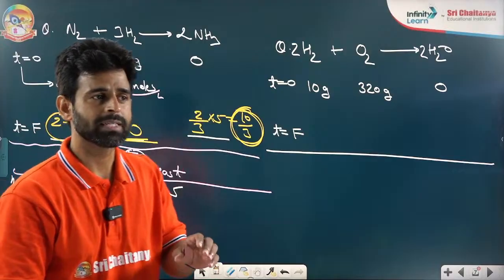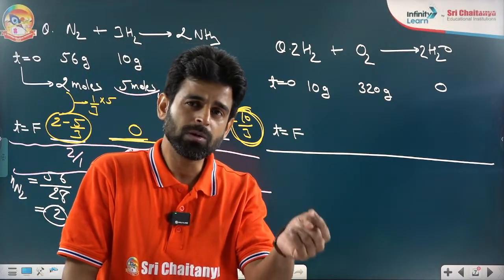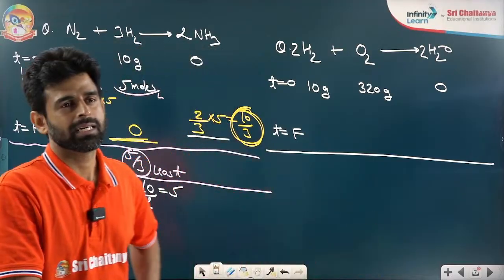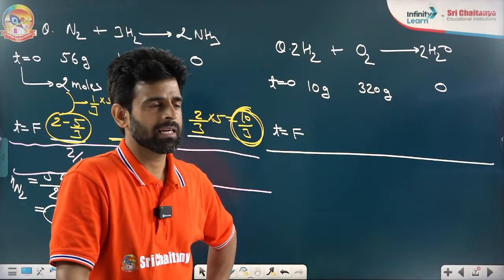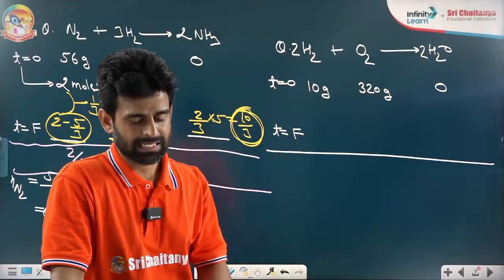So please find by the same concept. First of all, convert weight into moles, then decide who is the limiting reactant, and then, by the same concept, find how many moles of product will form. Is everyone fast?